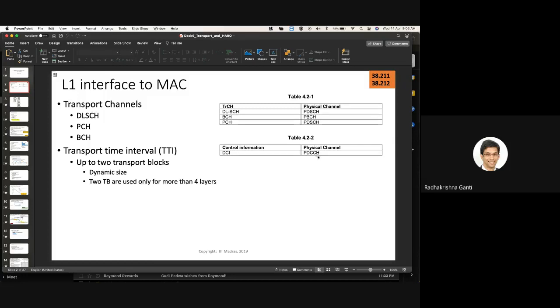Okay. So remember, the transport block is always UE oriented. Each transport block goes to one particular UE. So if you have 10 UEs you are serving, you have 10 transport blocks that are coming from the MAC layer to the L1 layer. Everyone is using less than 4 layers. If some of them are using more than 4 layers, then 2 transport blocks per UE will come. Fine.